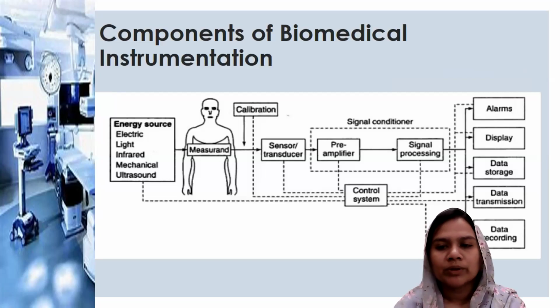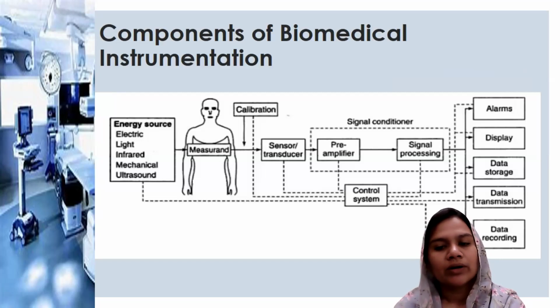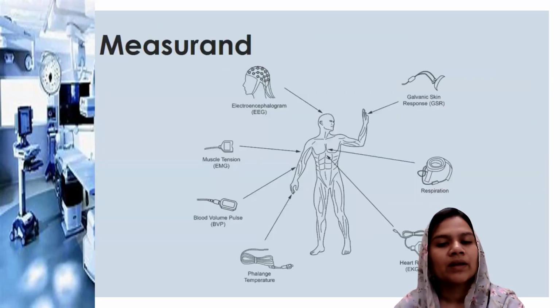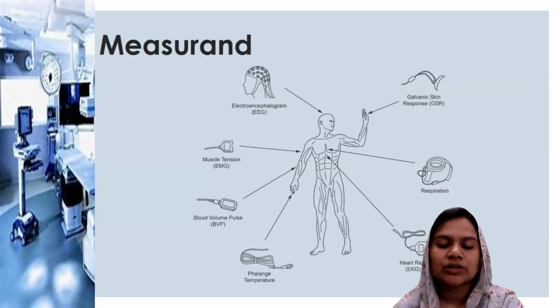These are the basic components of biomedical instruments: measurement, sensor or transducer, signal conditioner, display of results, and data storage. Humans are the measurand, who produce signals such as heartbeat, temperature, and pressure, and these signals are measured by these biomedical instruments.